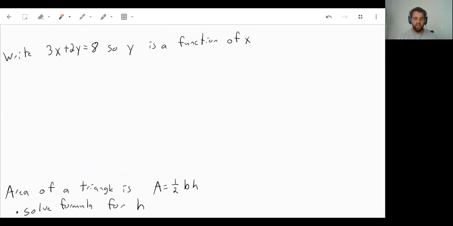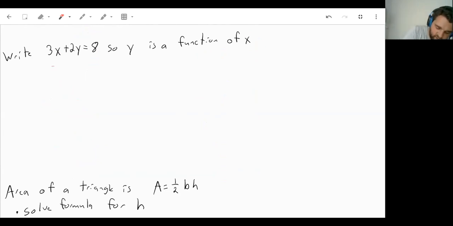So now let's do this next one. Write this equation so y is a function of x. When you see y is a function of x, that means we want to solve for y and have x and everything else be over on the other side. So y on our left side, x and everything else on our right. So we'll rearrange it to do that.